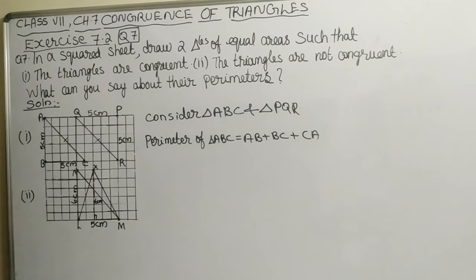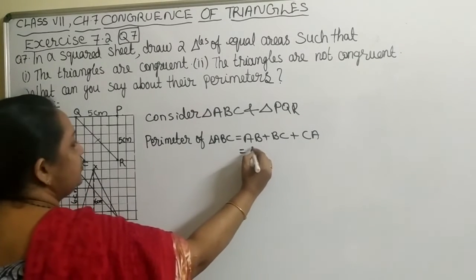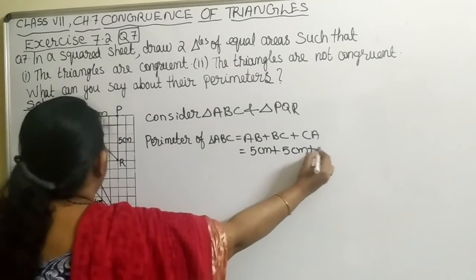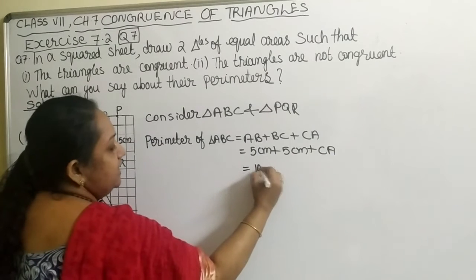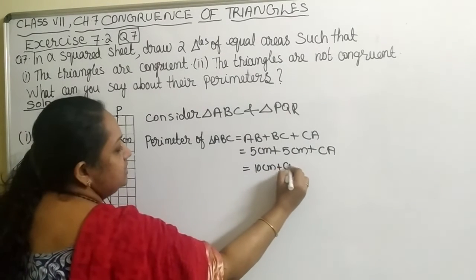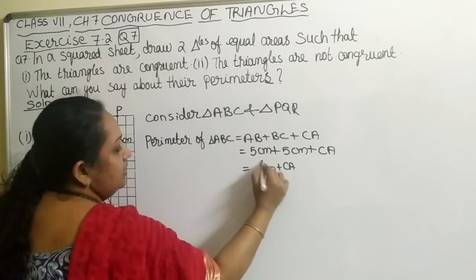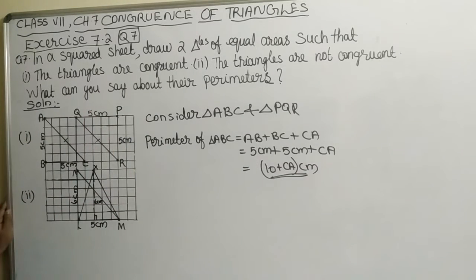Now what we can say about the perimeter of triangle ABC and PQR. So perimeter of triangle ABC means sum of the lengths of the sides, that is AB plus BC plus CA. AB is 5 centimeter plus BC is 5 centimeter plus CA we don't know, we can write it as it is. So we will get 10 centimeter plus CA, that is 10 plus CA centimeter. This is the perimeter of triangle ABC.